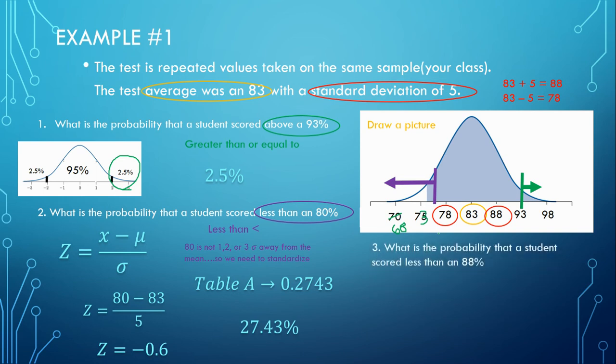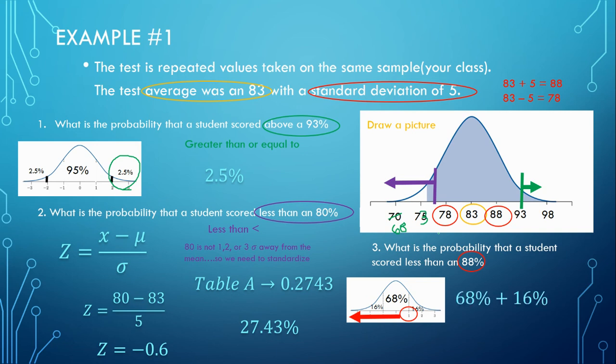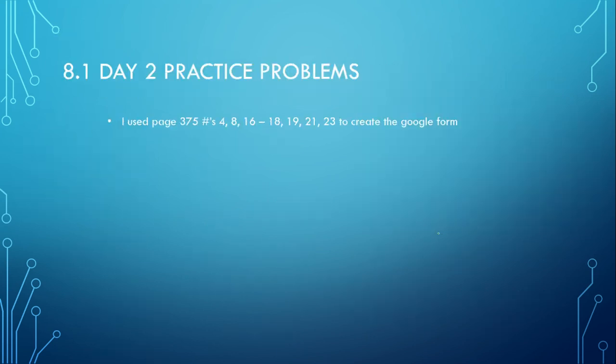What's the probability that a student scored less than 88%? Okay, so if I look, 88% is one standard deviation above average, and less than is to the left. So I want to add together the 68 and the 16. So that's going to give me 84%.